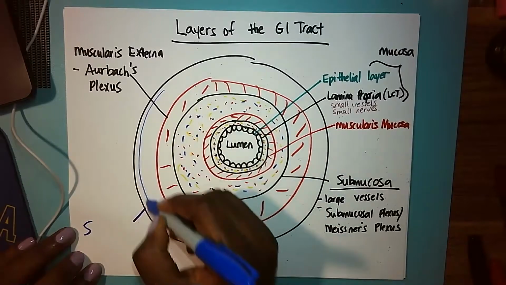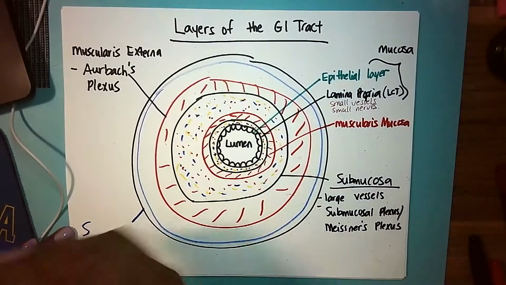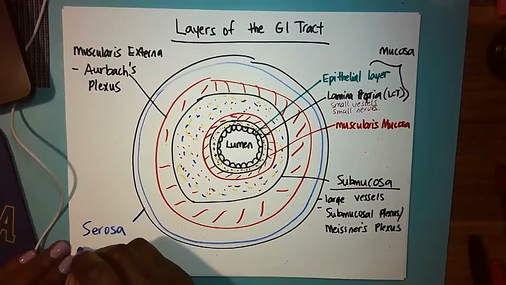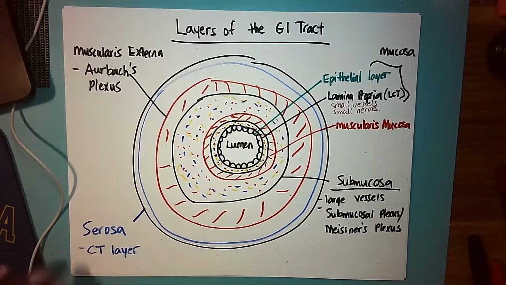Right, so it's a very thin layer called the serosa. And this is mainly a connective tissue layer. This can differ depending on where we are in the GI tract. So in the intestines, it's going to be more of a thin membrane that's called the peritoneum. We'll talk about the peritoneum when we look at the GI organs, the anatomy.